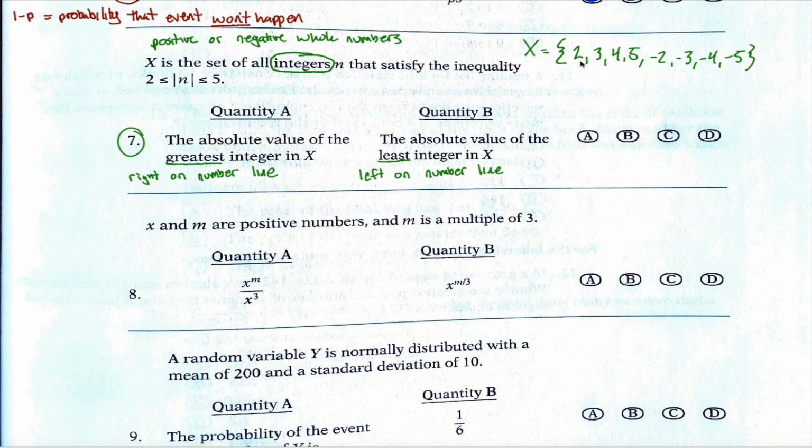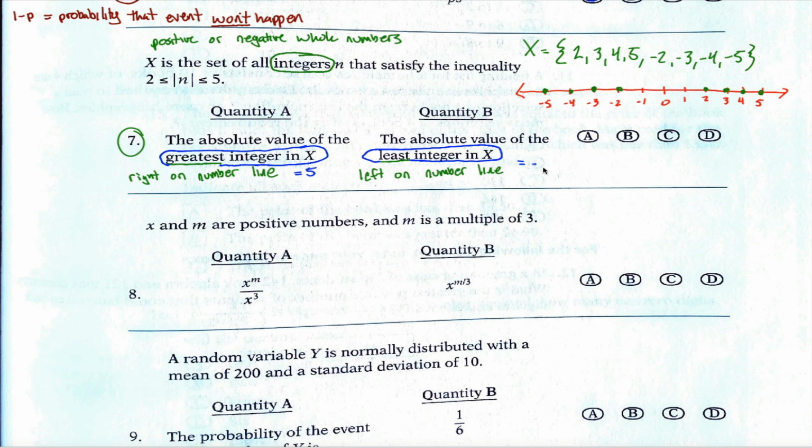So here's our set X. You might be able to just look at these and tell which is the greatest and which is the least. But just to be really clear, if I plot these guys all on a number line, we have this nice visual. The greatest integer in this set X, the number furthest right on the number line, would be the number 5. And the least integer in this set, the number furthest left on the number line, would be equal to -5. But be careful, quantity A and quantity B are not the greatest and the least integers in this set.